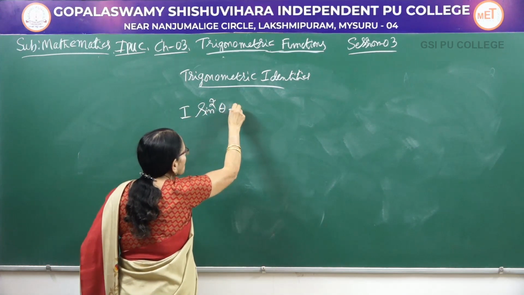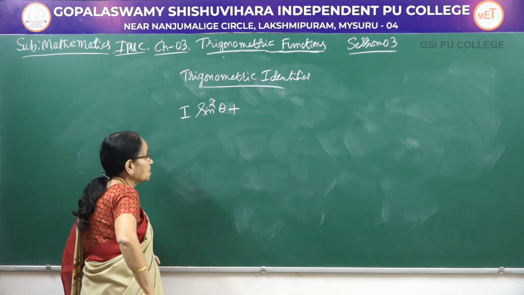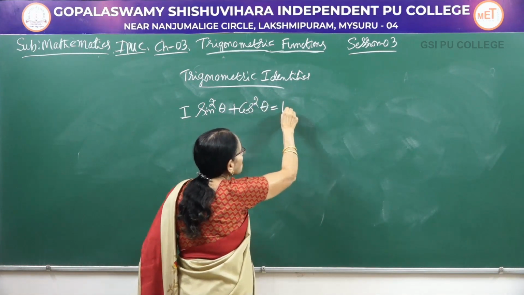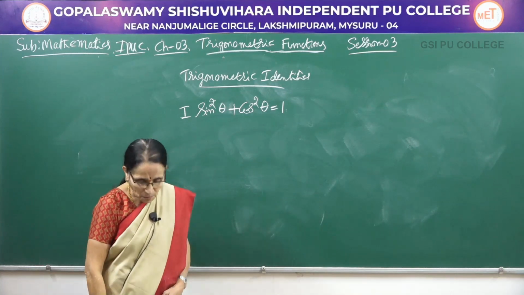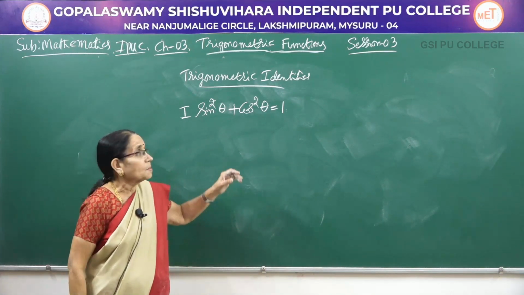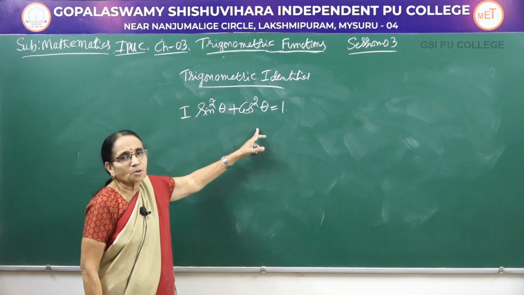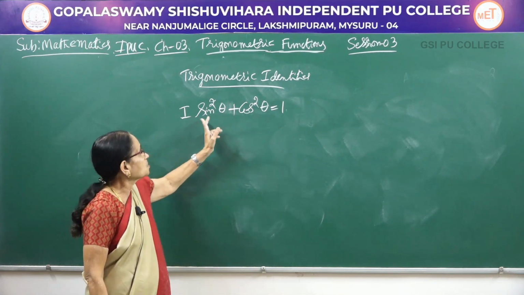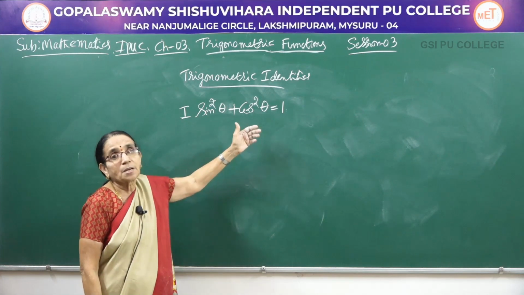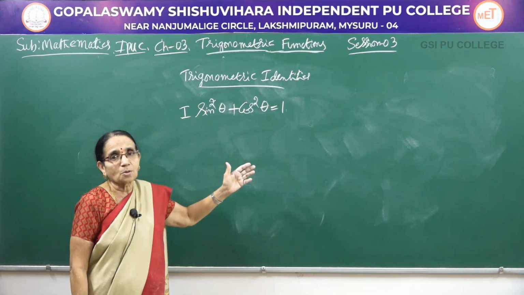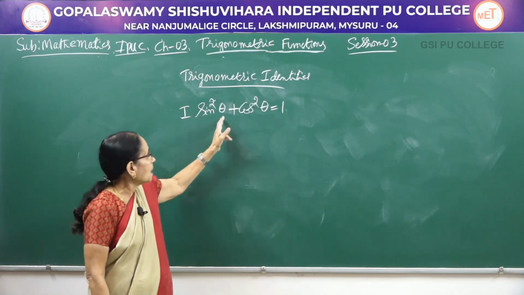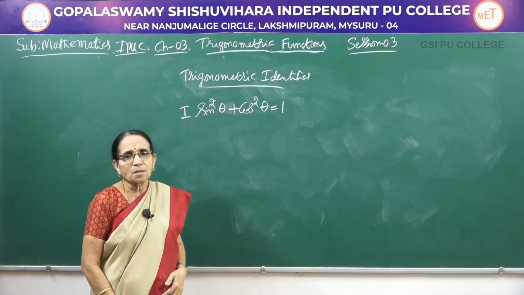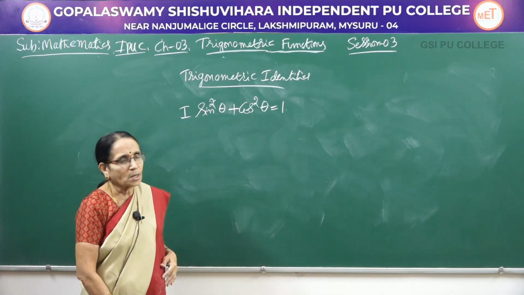sin square theta plus cos square theta. Sin square theta plus cos square theta is equal to 1. Remember, this theta should be the same. It's sin square 45 plus cos square 45, sin square 90 plus cos square 90, like that. You cannot have sin square 45 plus cos square 95. You cannot add and write it as 1 because they are square terms. The angle theta should be the same here. So, sin square theta plus cos square theta is equal to 1 here.